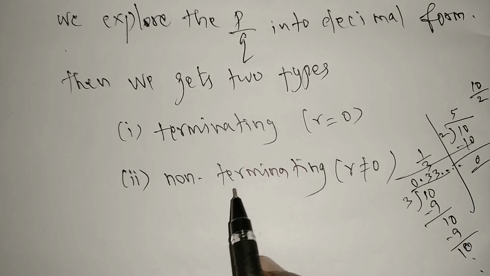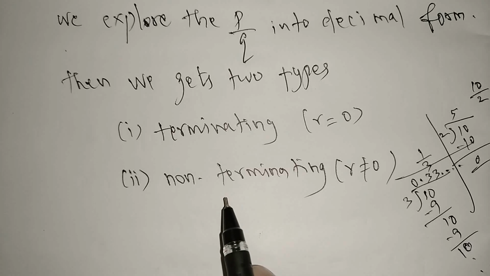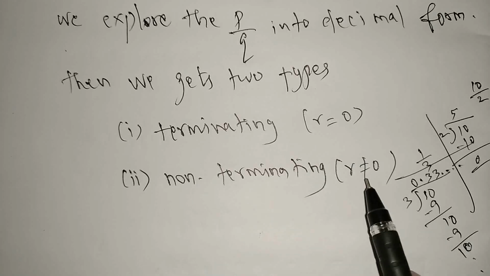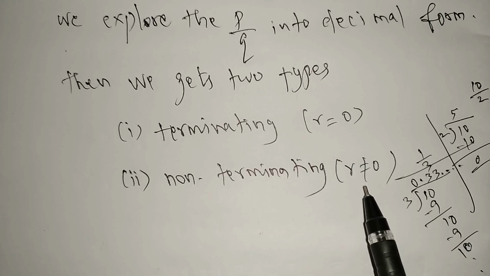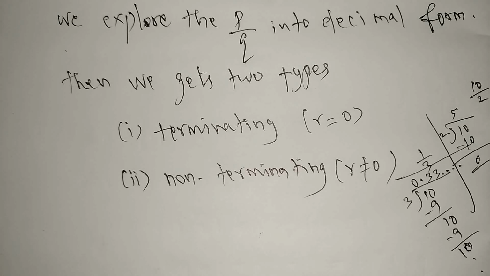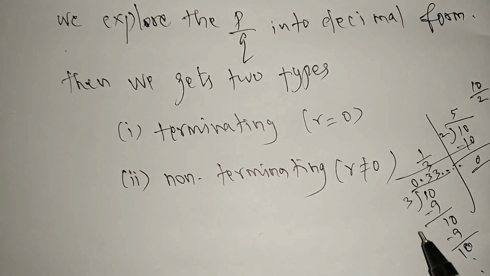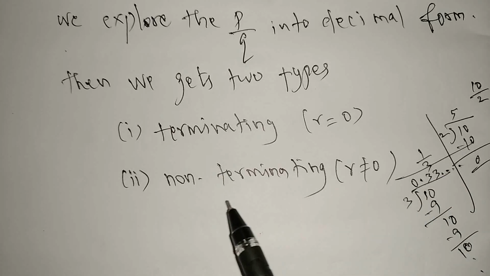Here also we have two types, rational and irrational, but that is not needed now; we have only the decimal types. Terminating means remainder equal to 0, non-terminating means remainder not equal to 0. These are the only types we have. With long division, if you get remainder 0 it terminates, otherwise non-terminating. Now, without dividing, how will you identify terminating or non-terminating? That is the thing.